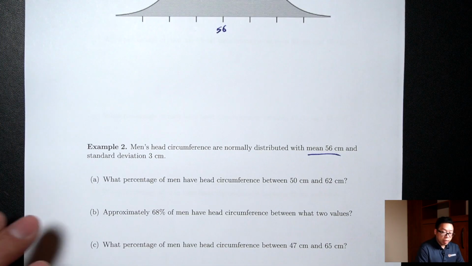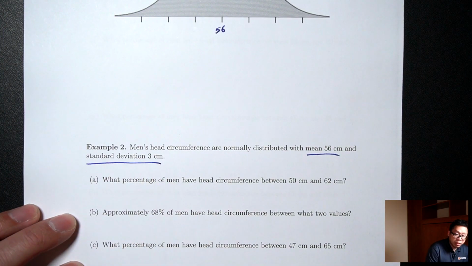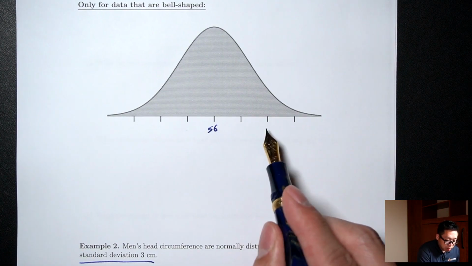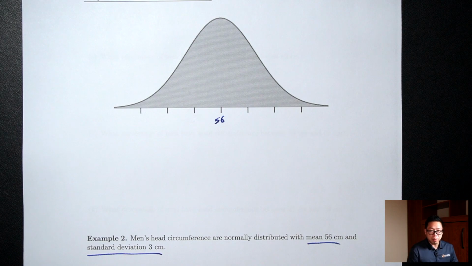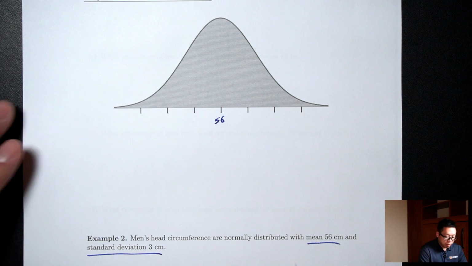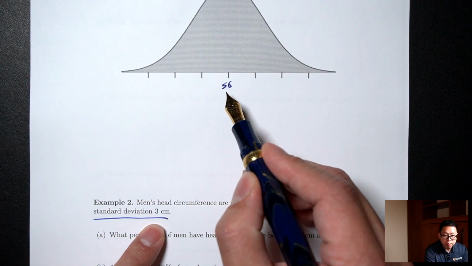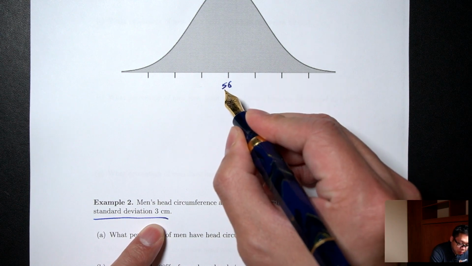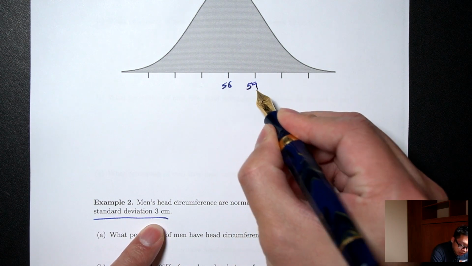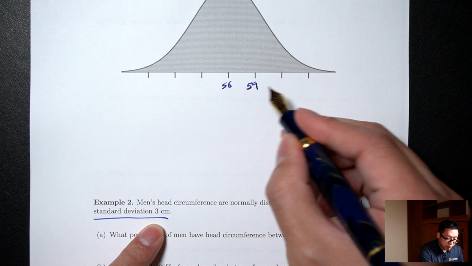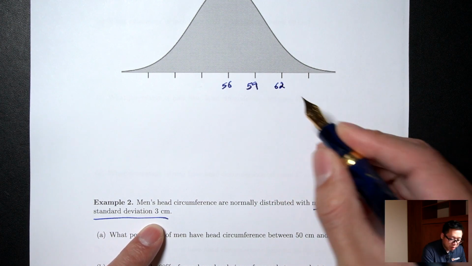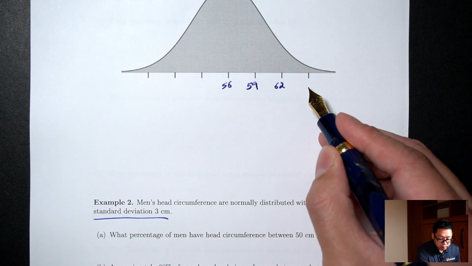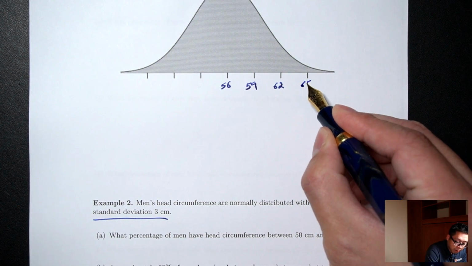And then we're going to use the standard deviation, which is 3 centimeters, to go up 3 times and then down 3 times. So go up means add on the standard deviation. 56 plus the standard deviation. So 56 plus 3, that's 59. Plus the standard deviation again, so plus 3 again, 62. Plus the standard deviation one more time, so plus 3 one more time, 65.